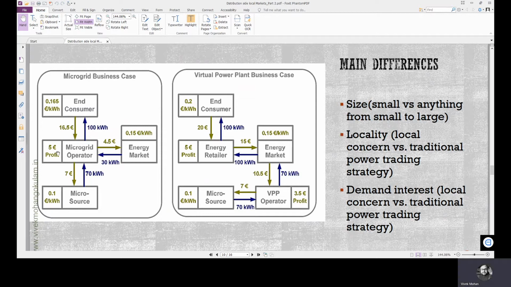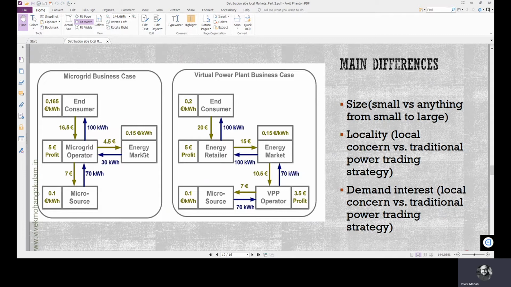So the profit of the microgrid operator was 5 euros in the microgrid business case. For the same profit for the energy retailer, the end consumer had to buy energy at a higher price. It was 0.165 euros there, it's 0.2 here. And for the VPP operator, the profit is actually shared by the energy retailer, the energy market, and the VPP operator. Here only two intermediaries are there.